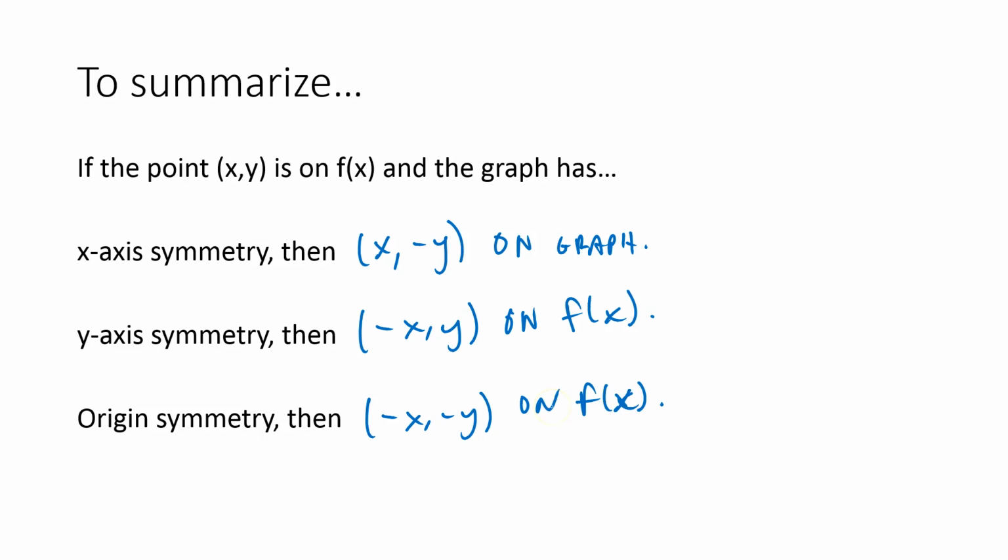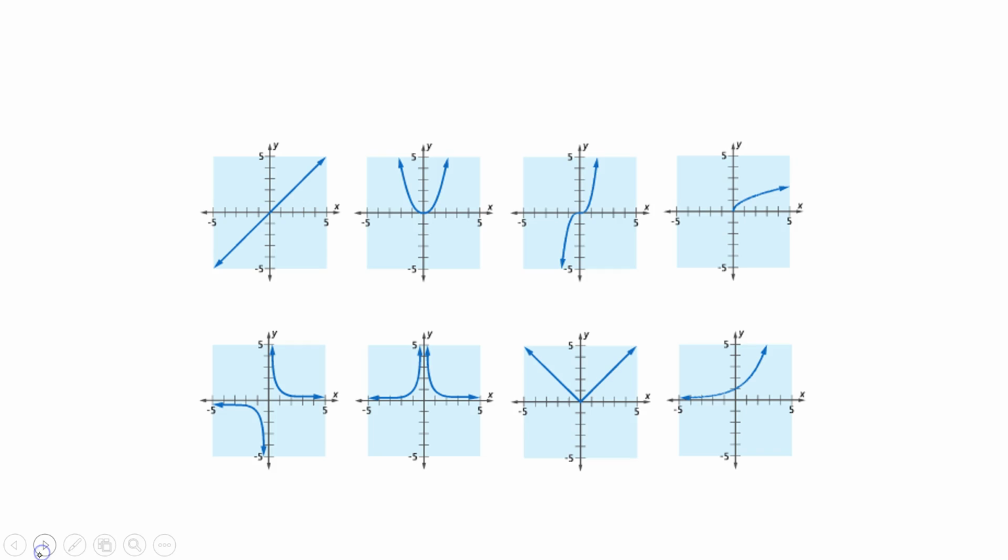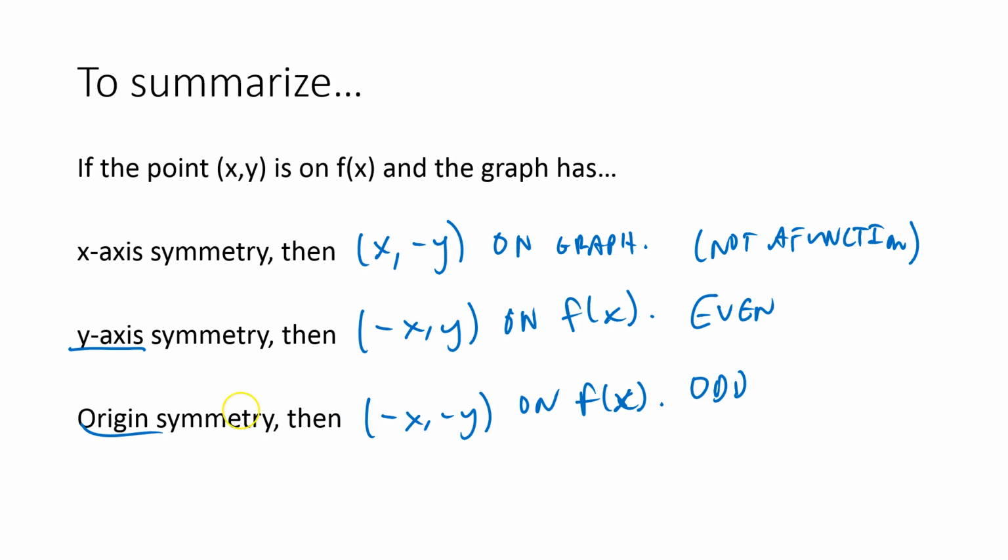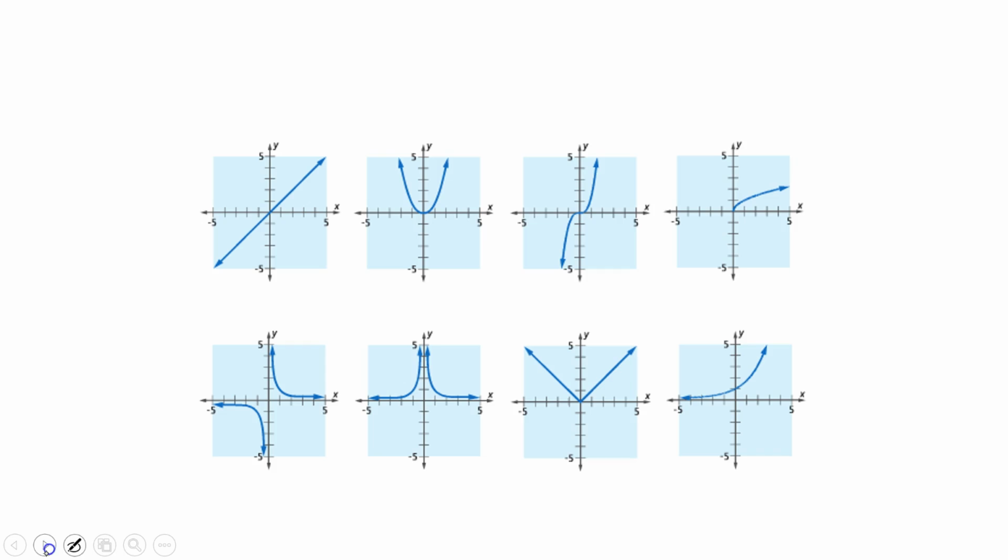Now, there's some patterns we notice here. This one, like we said, is not a function, so that one we aren't really going to think too much about. But these two, we had a name for this. This was an even function if we had that y-axis symmetry. And if we had that origin symmetry, we called that an odd function. We're actually going to talk about how to prove these things today. But first, let's look at our parent functions and see which ones are even and which ones are odd.